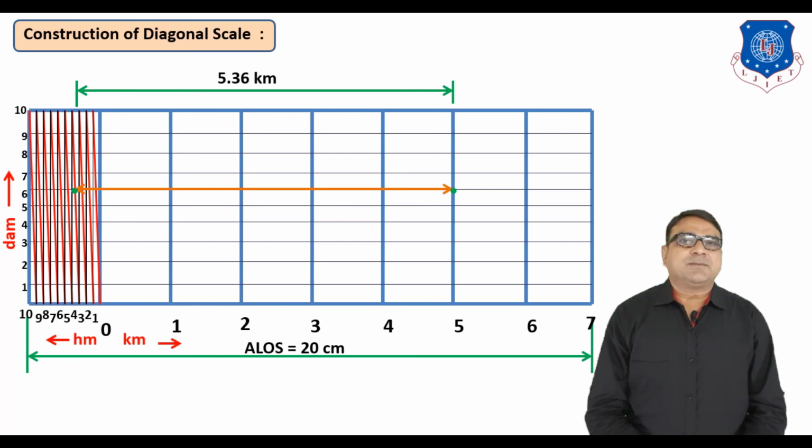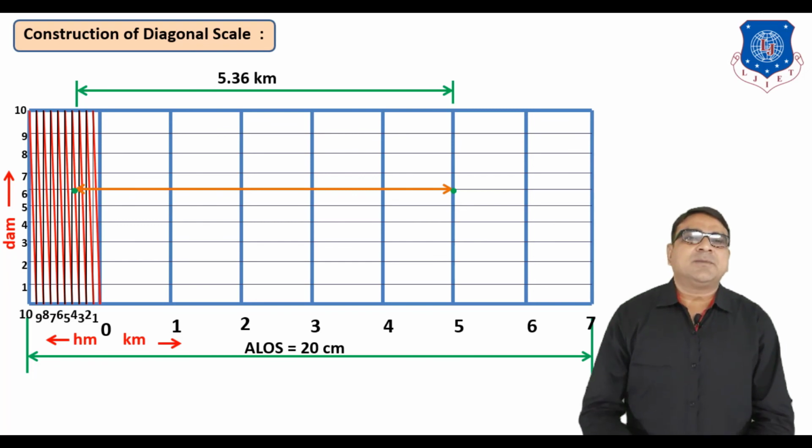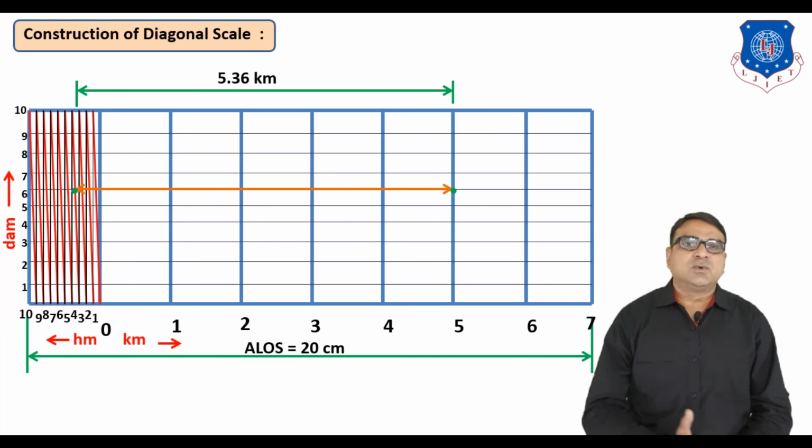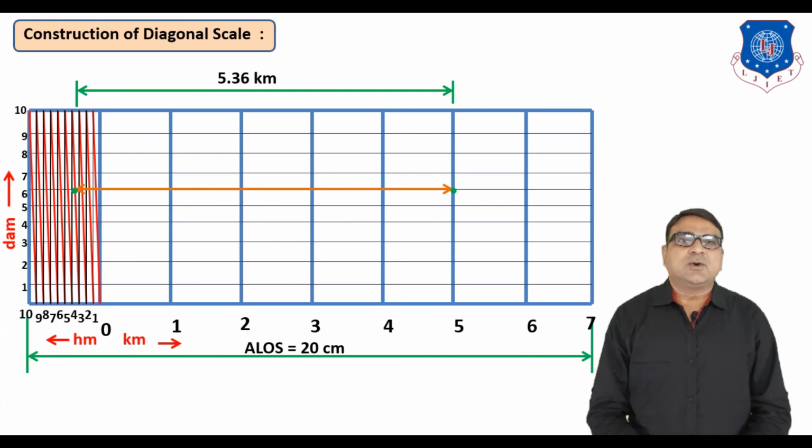So this is a diagonal scale which can represent a minimum measurement of 0.01 kilometer, meaning 1 decameter, up to 8 kilometers, which is the maximum measurement of the scale.